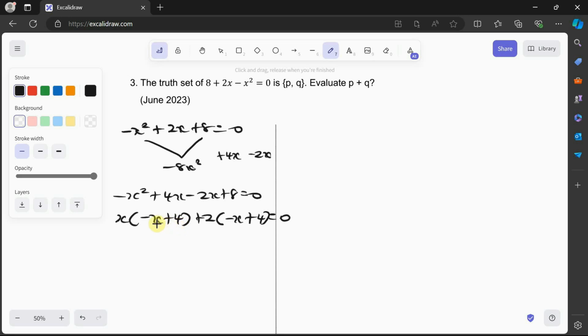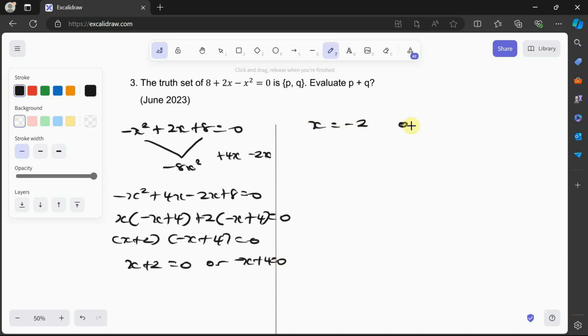But what is important is that whatever is in these brackets must be exactly the same as what is in these brackets. So we now factor out: x plus 2, and then we pick one of the two, which is minus x plus 4, is equal to 0. So x plus 2 is equal to 0, or minus x plus 4 is equal to 0. For me, x is equal to minus 2, or minus x is equal to minus 4, and if I divide both sides by minus, x will be equal to 4. Therefore x is equal to minus 2 or 4.